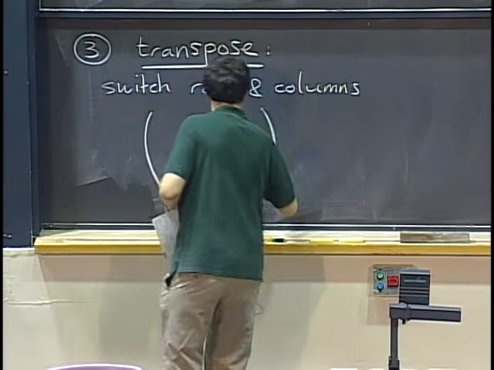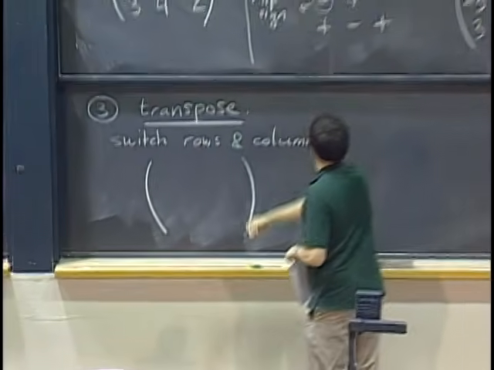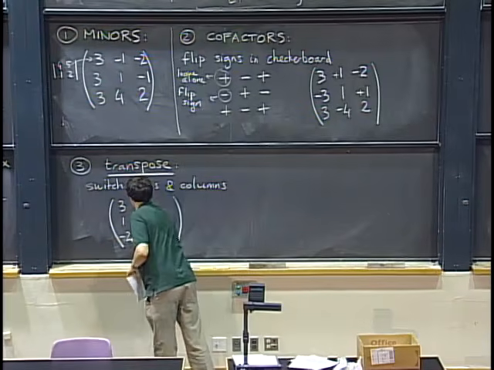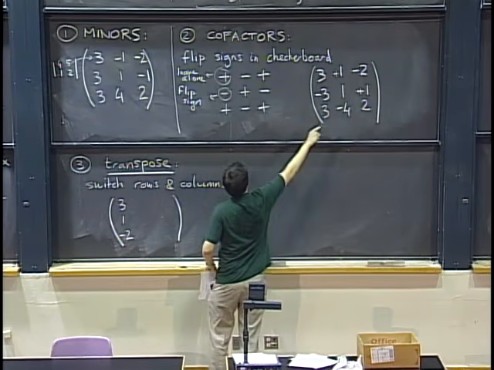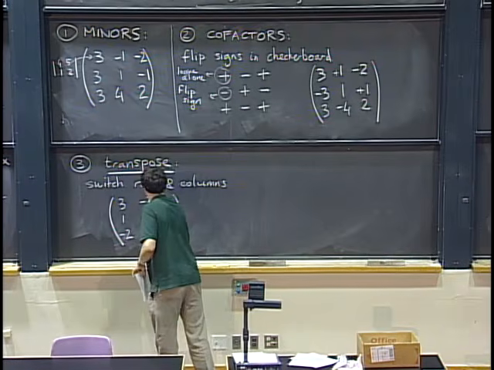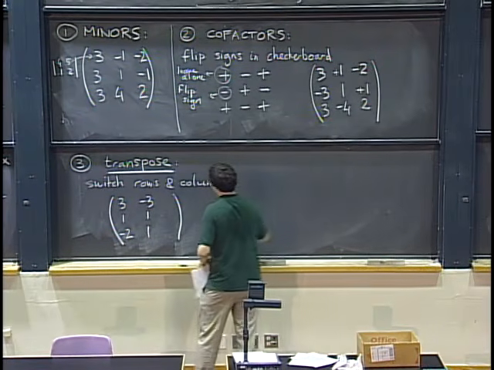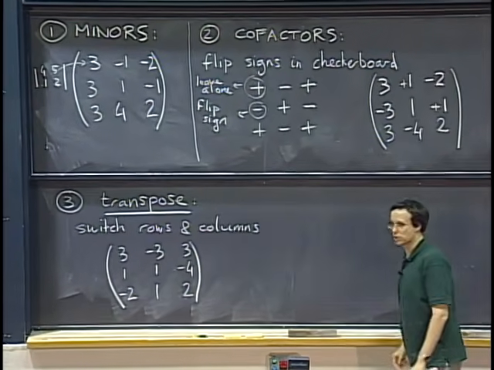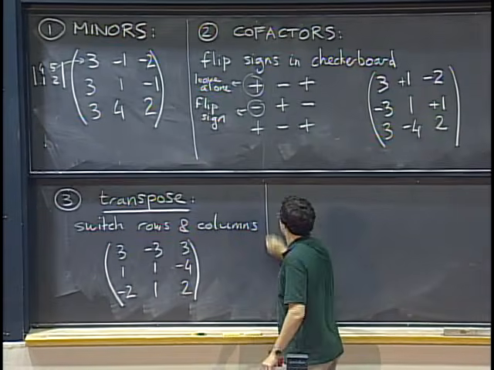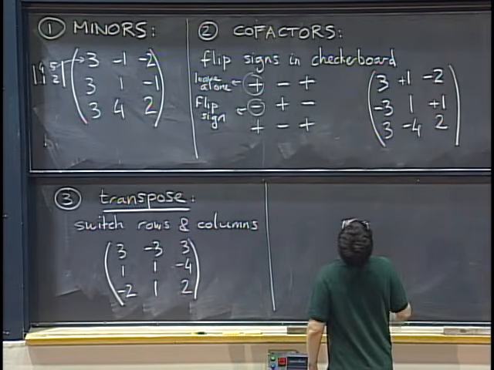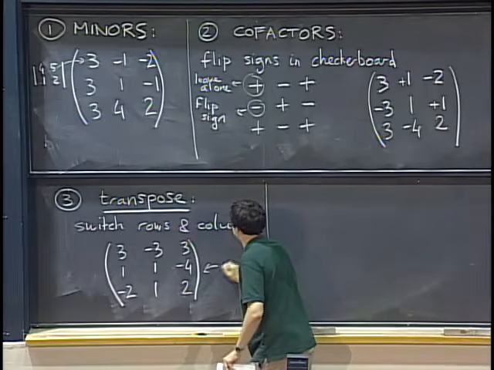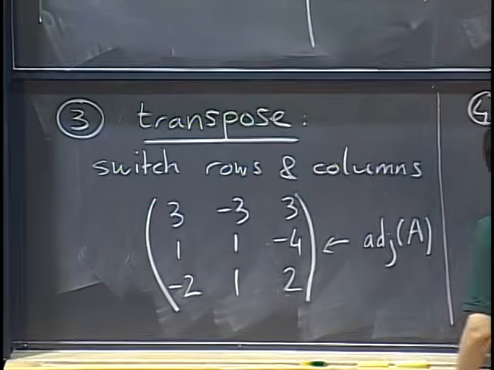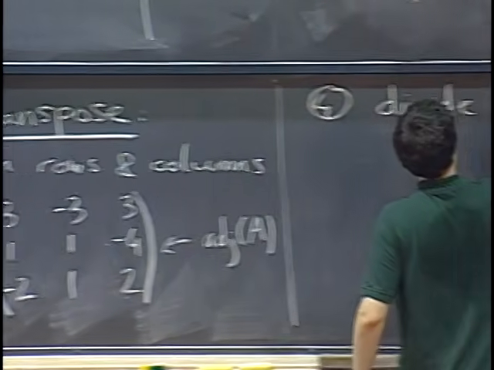So what do we get? Let's just read it horizontally and write it vertically. We read 3, 1, minus 2. Then we read minus 3, 1, 1. Then 3, minus 4, 2. That's pretty easy, and we're almost done. The last step: what we get here is the adjoint matrix. So the fourth and last step is to divide by the determinant of A.